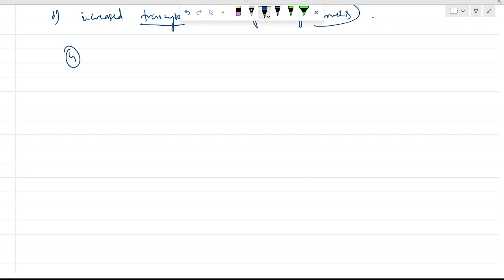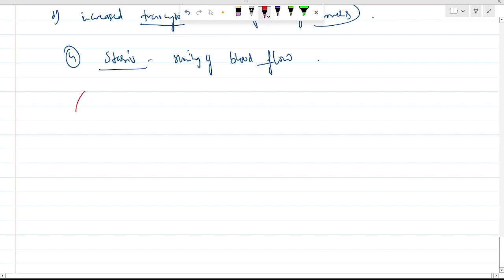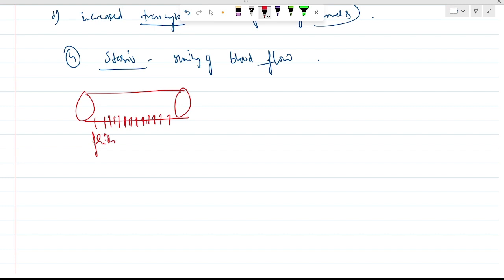Moving on, this was the third step of vascular events. The fourth step is stasis. In stasis, there is slowing of blood flow. So how does this occur? Let's see this. So this is the blood vessel. The fluids are out, we have seen, due to increased vascular permeability. Here they are RBCs.